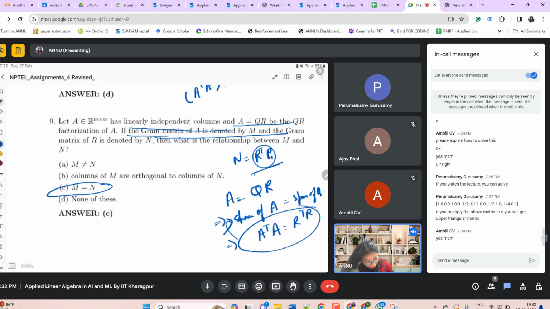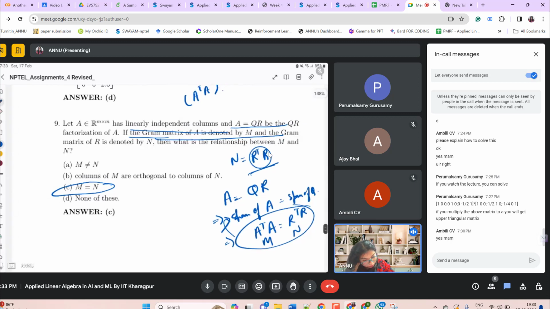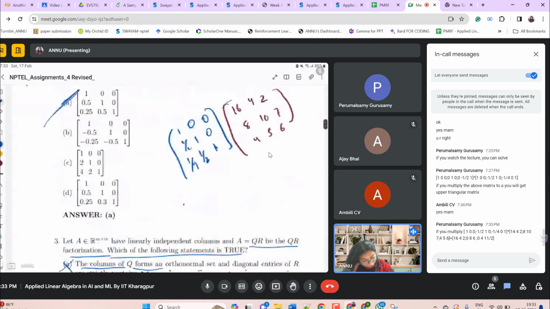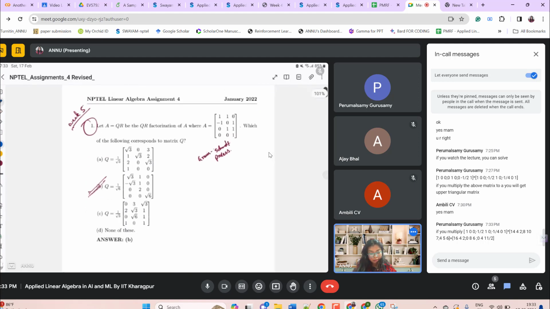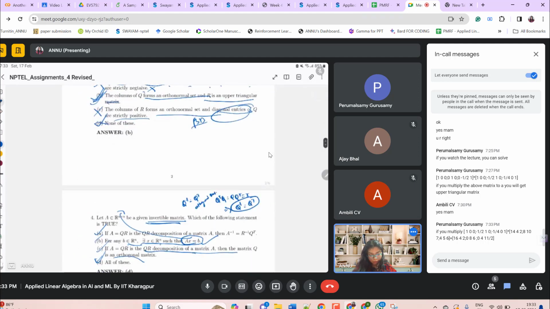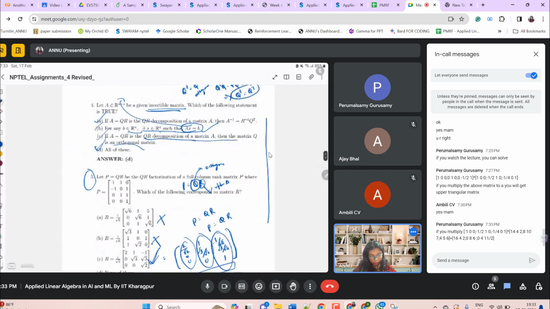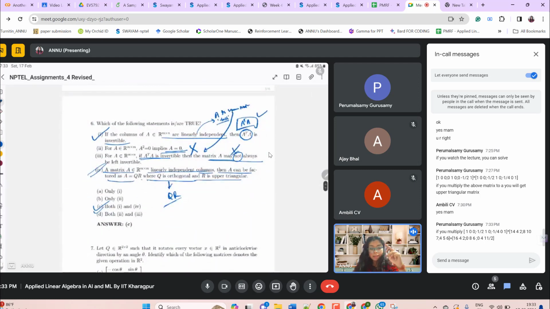What is the relationship between M and N? The Gram matrix is N, this one is N, this is M. If you have any doubt, we will deal with it in the next class, and I will tell how to solve QR decomposition and LU decomposition in detail. If you have any query, just let me know. This is from the Gram-Schmidt process, and these questions we solved. There are 2-3 questions left, so we will deal with them again.